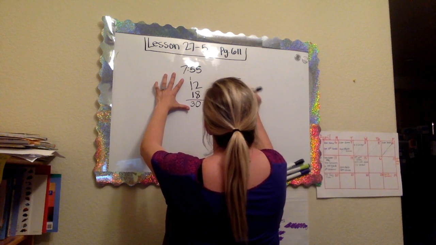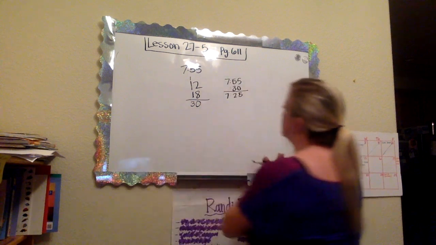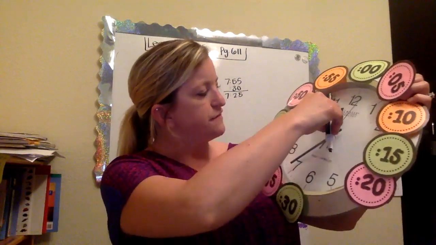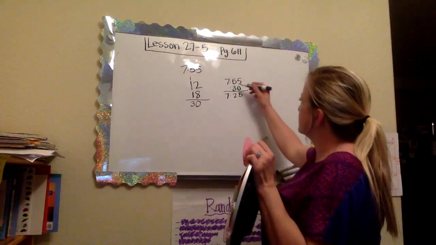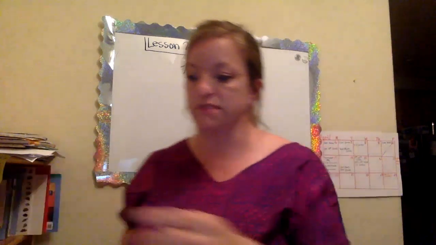5 minus 0 is 5. 5 minus 3 is 2. 7:25. And if you look on a clock, you can see that 25 and 55 are exactly half an hour. Anytime you cut it in half, it's going to be a half an hour. So there's definitely 3 minutes in there, which is the 3 from the 30.